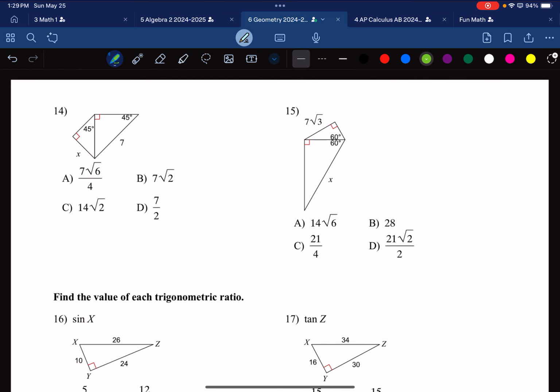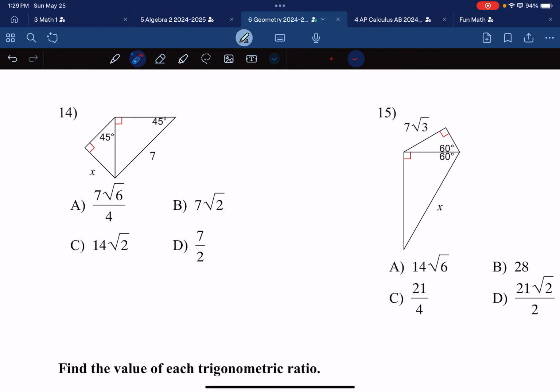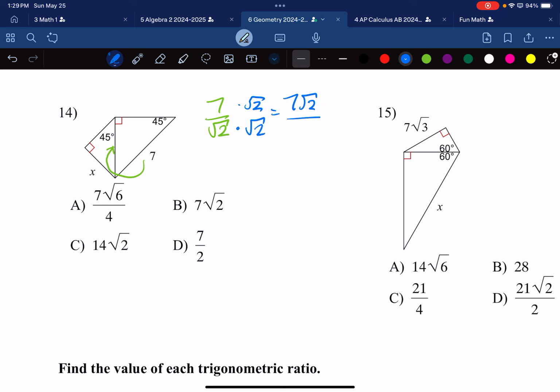In number 14, we have some more of these problems. Again, I have this hypotenuse. I'm going to move to this leg, and then I'll move to this leg. All right, so to move from here to here, I'm going to divide by the square root of 2. So 7 divided by the square root of 2. I can't divide by the square root, so I'm going to get rid of the square root by multiplying by the square root of 2. Square root of 2, this is going to be 7 square root of 2 on the top, the square root of 4 on the bottom. The square root of 4 is going to turn into just 2.